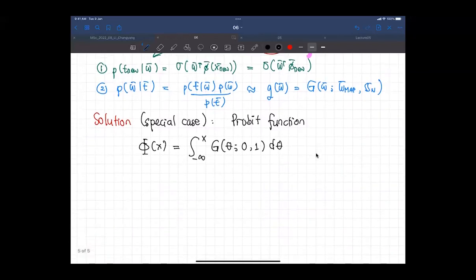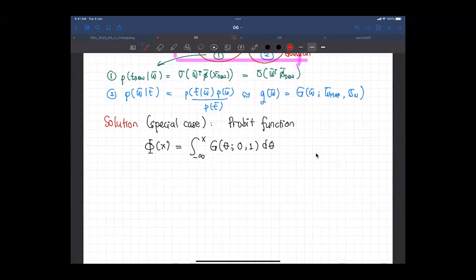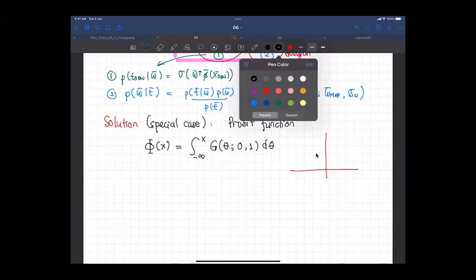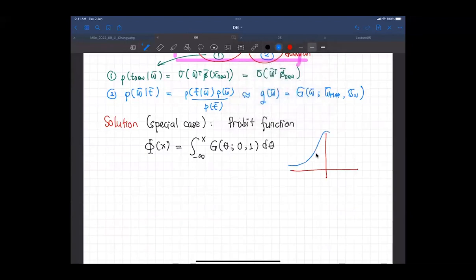So how does the probit function look like? Something like this. The mean is 0. The standard deviation is 1. This one is G. The blue one is G. G is the Gaussian of theta with 0, 1. Okay. Any questions so far?